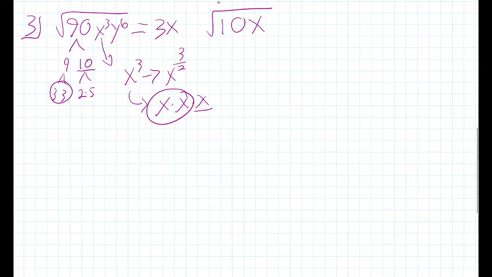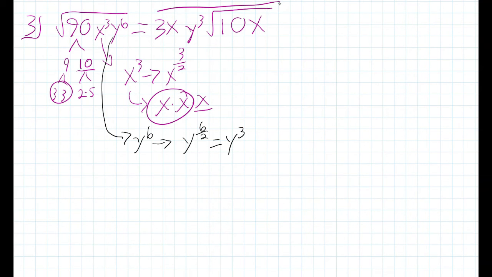Next, we do the same thing for our y's. Y to the sixth means I have y to the sixth divided by 2, and that just becomes y to the third. There. So we have 3x y to the third times the square root of 10x for our final answer. And now, last but not least, number 4.